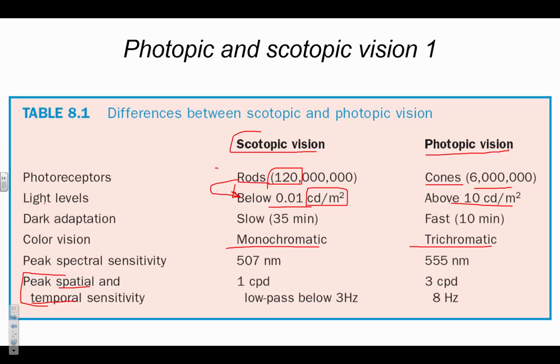Much better idea. This CPD measurement, we'll see this a lot. That means cycles per degree. So what is a cycle? If we're talking about dark bars and light bars, and I'll show you some later, a dark bar and a light bar make one cycle. So dark bar, light bar, one cycle; another dark bar, another light bar, that's another cycle.